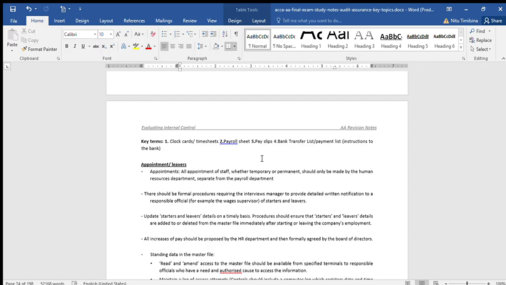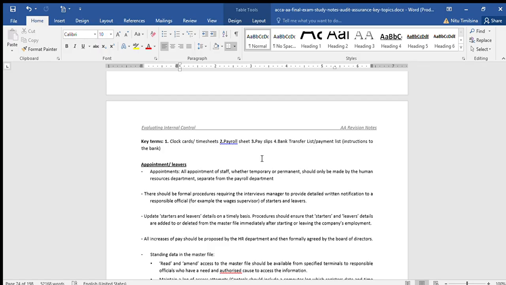So, appointments or leavers. All appointments of staff, whether temporary or permanent, should be made only by the human resource department, separate from the payroll department. There should be a formal procedure requiring the interviewing manager to provide detailed written notification to the responsible officer, for example, the wages supervisor, of starters and leavers. Update the starter and leaver details on a timely basis. Procedures should ensure that starter and leaver details are added to and deleted from the master file immediately after starting or leaving the company's employment.